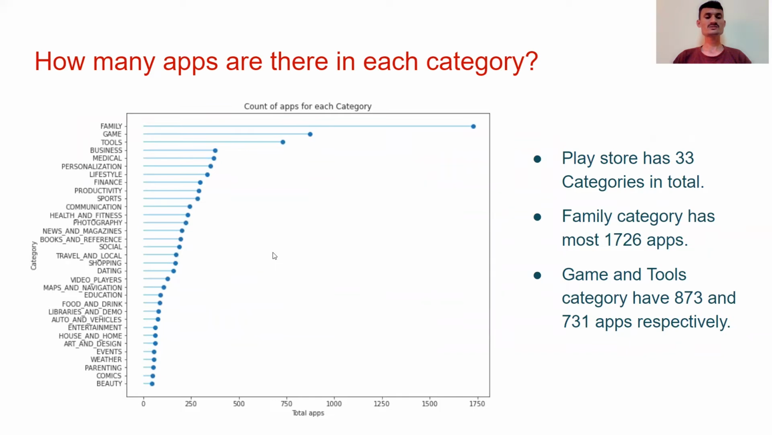This plot shows the number of apps for each category. There are 33 categories in the Play Store, from which the family category has the most number of apps. We can say that apps in this category are generally common. Game and tools categories also have more than 700 apps.